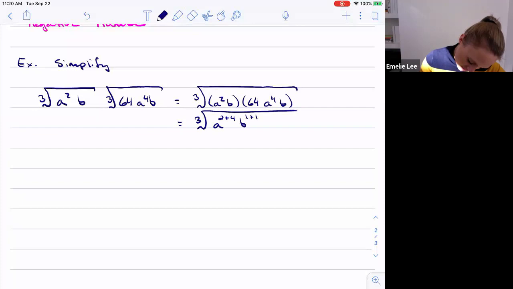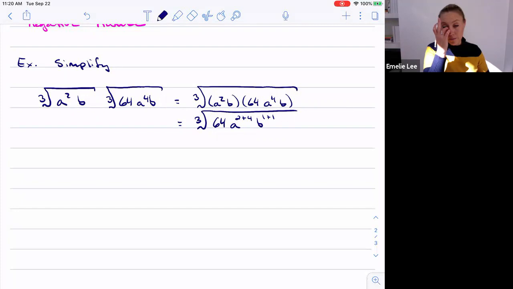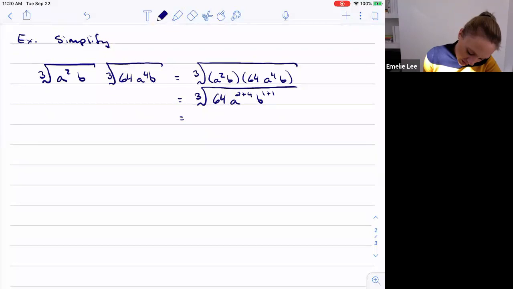In fact, you know what I'm gonna do? I'm gonna put the 64 out front. It's just a way to make it look cleaner, just having that 64 out front. Because otherwise the 6 can end up looking like a B, and you just don't wanna trick yourself. So now I've got the third root of 64 times a to the 6 times b squared.